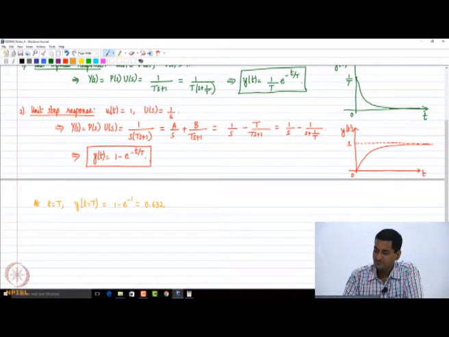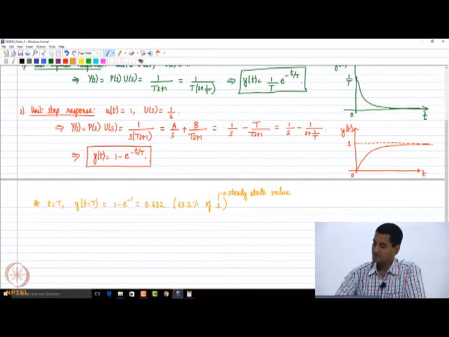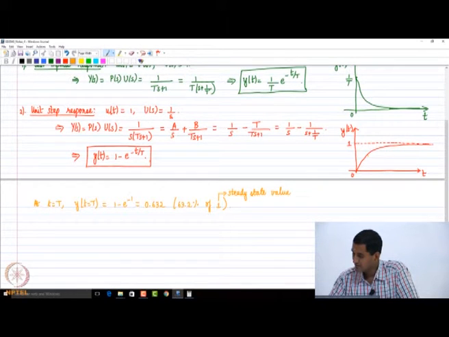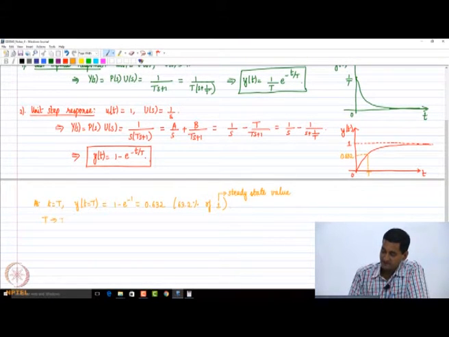And 0.632 is nothing but 63.2% of 1, which is the steady state value of the output function. So 0.632 is 63.2% of 1. Essentially, if we take t equals capital T, this value reaches 0.632. That's the way in which the parameter T is defined. The parameter T is what is called the time constant.